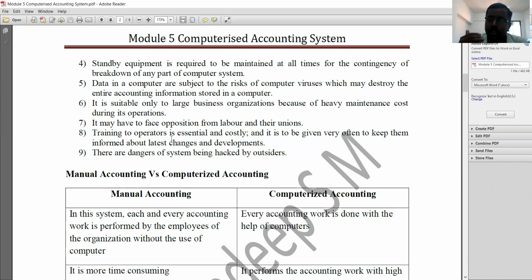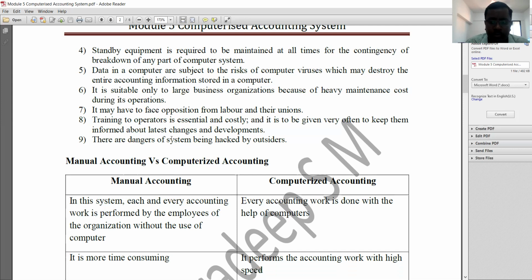Please be perfect with the advantages and disadvantages. It is a very important question from the point of view of the examination. Okay, let us move further.